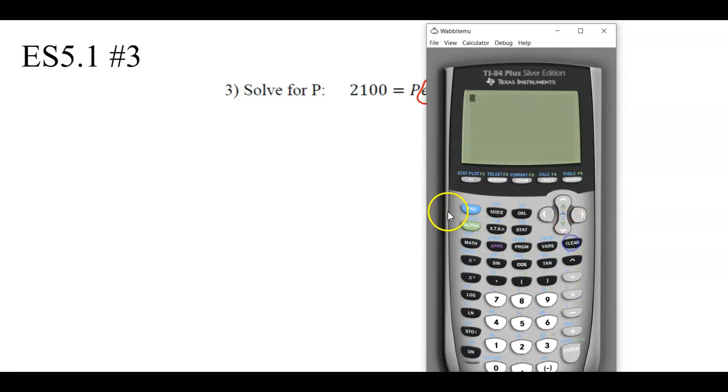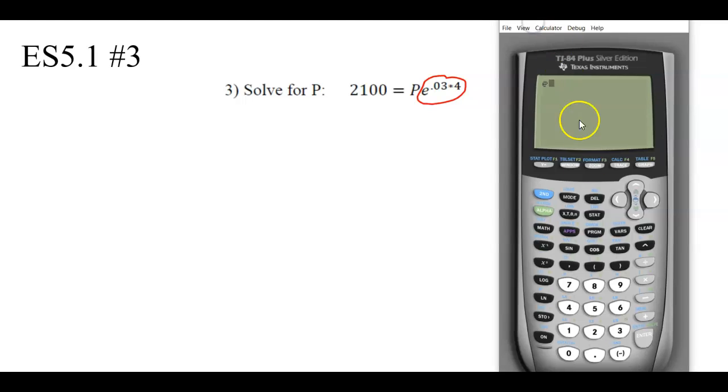So if you have E to the, and then I think on your snapshot you put plus, but be careful, that's 0.03, oops, sorry. E to the 0.03 times 4. That's just like 1.127. So really all you need to do, because that's P times a number, is just divide that number to the left side. So it's just like the easy version.